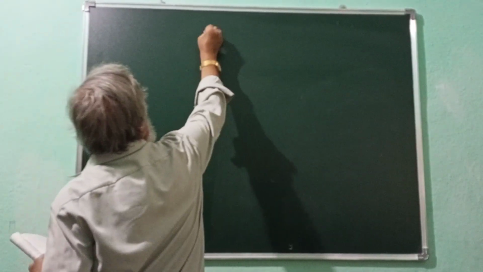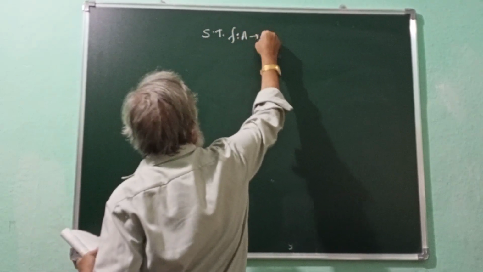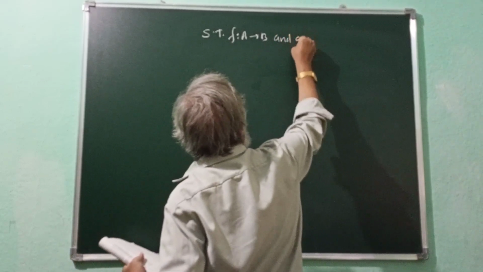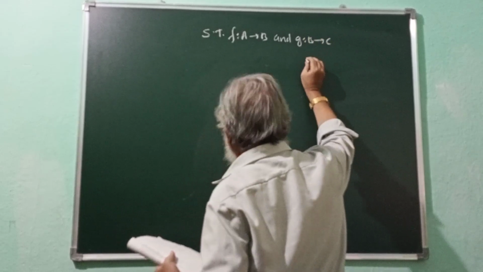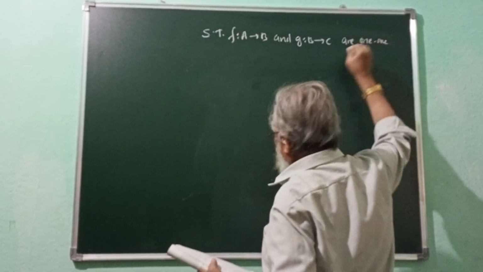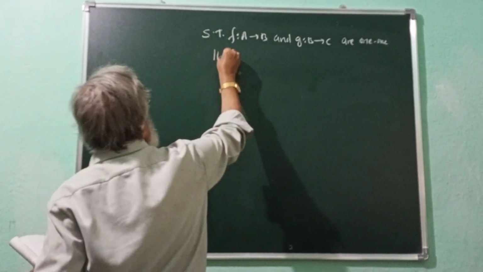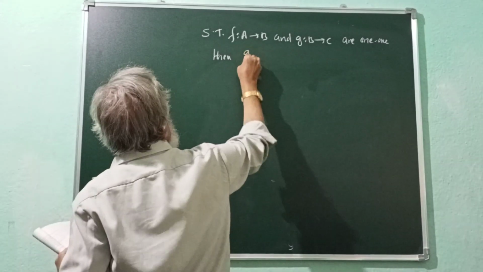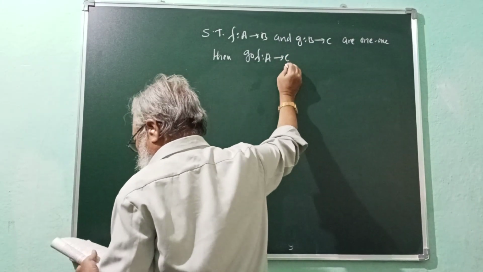Next problem. Show that if f from A to B and g from B to C are 1-1, then g composition f from A to C is also 1-1.